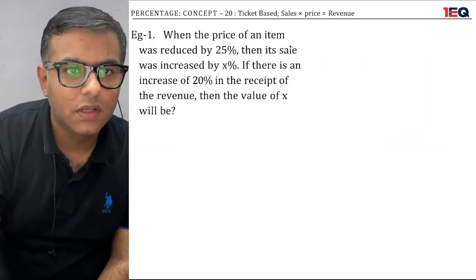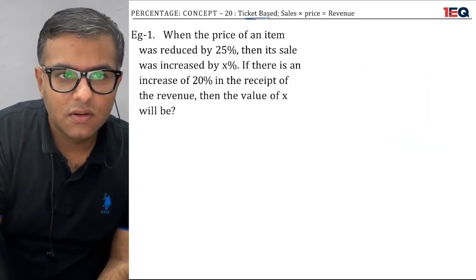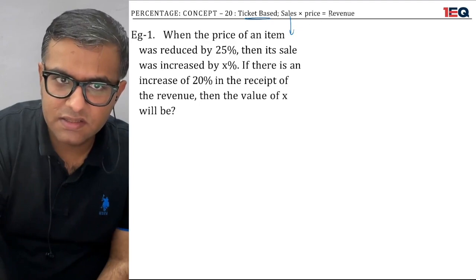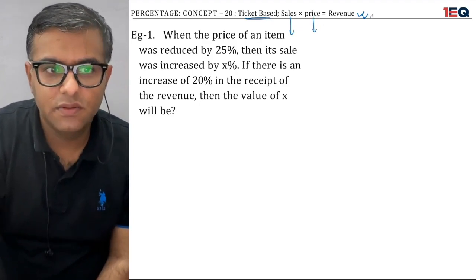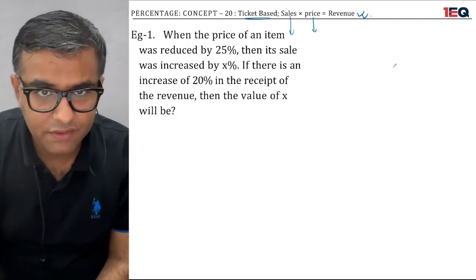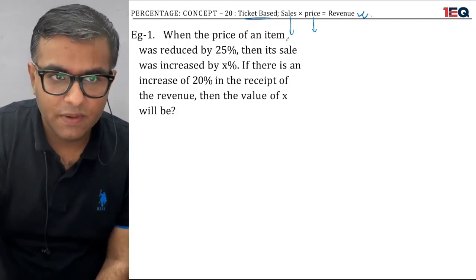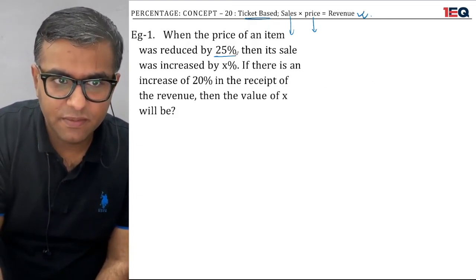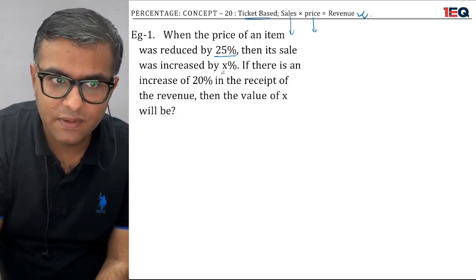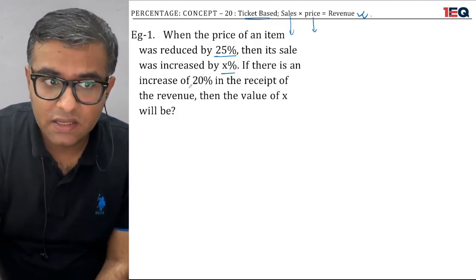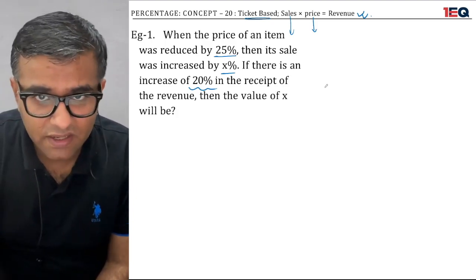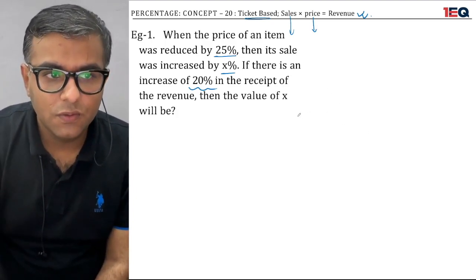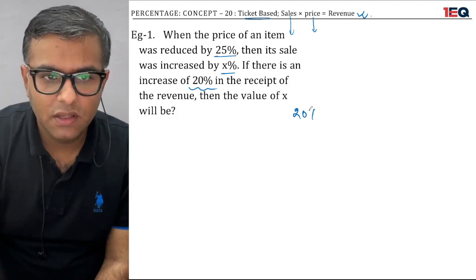Moving on. Now a ticket based concept is there. Sales multiplied by price equals the revenue. This is the same thing which we've done in the past. When the price of an item was reduced by 25%, then its sale was increased by X%. If there is an increase of 20% in the revenue received, then what is the value of X? So there is a 20% increase.